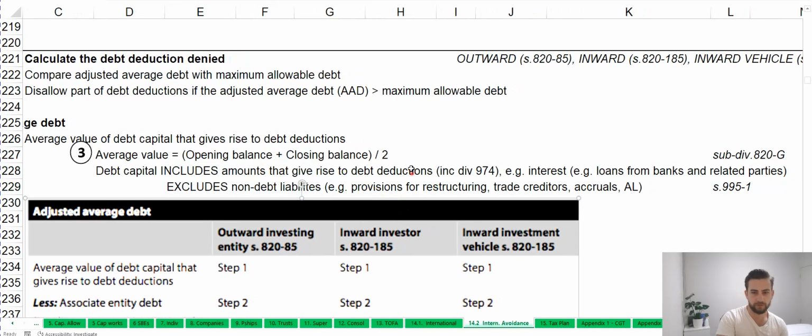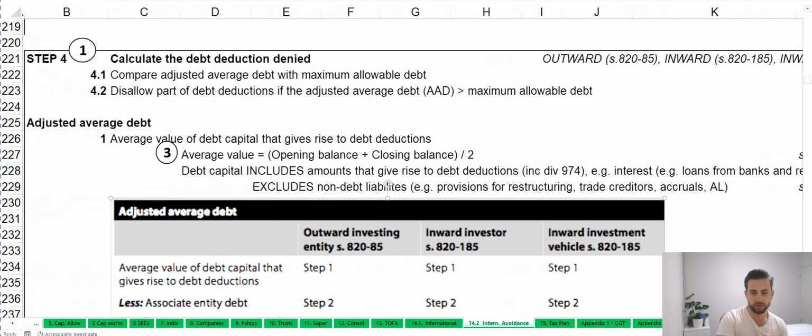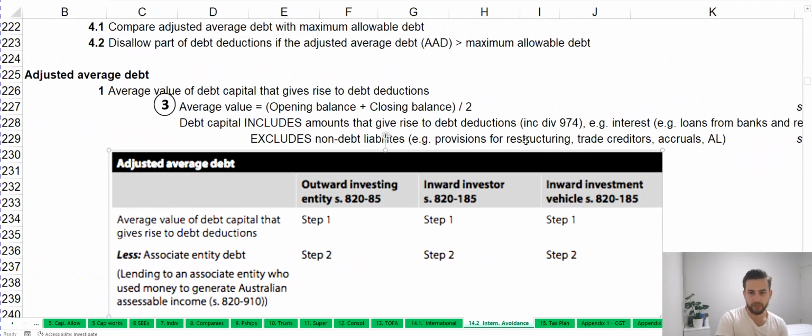but it excludes non-debt liabilities. So it wouldn't include, for example, provision for restructuring. It wouldn't include trade creditors, accruals, all those working capital items. It's only debt items. So there's the distinction between working capital and debt.